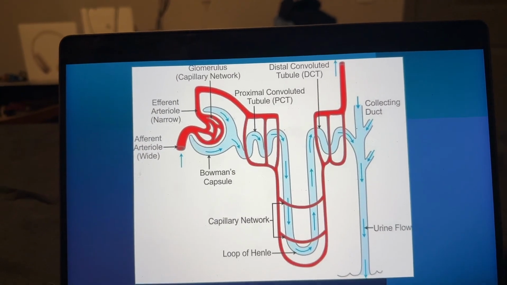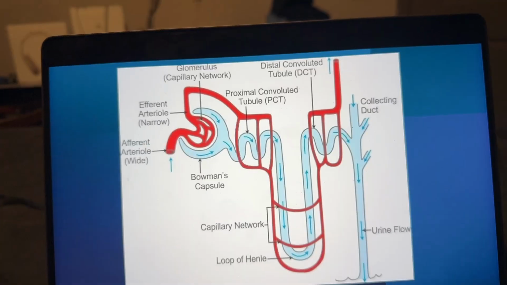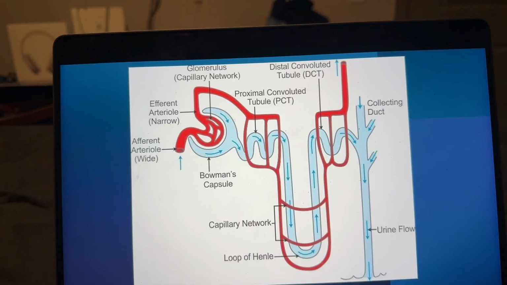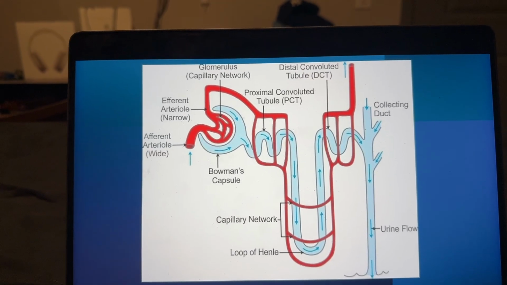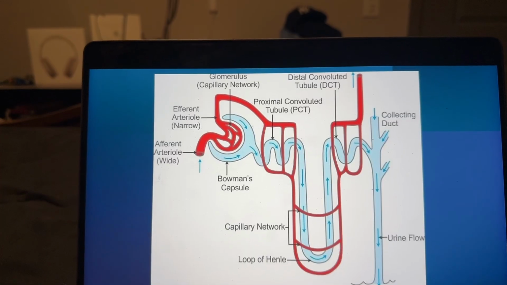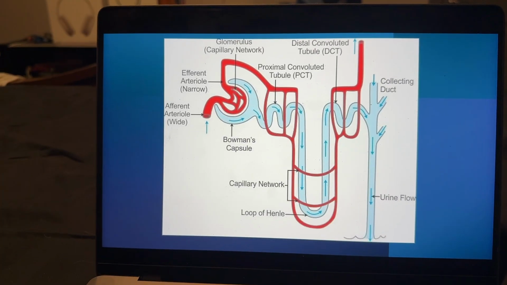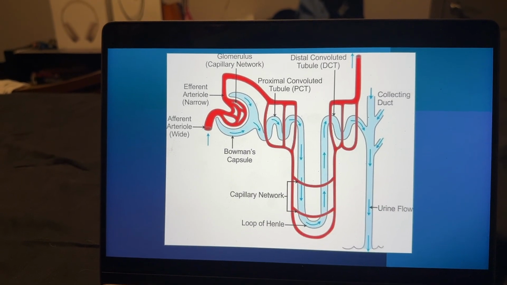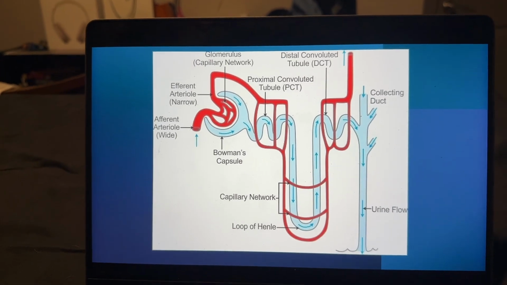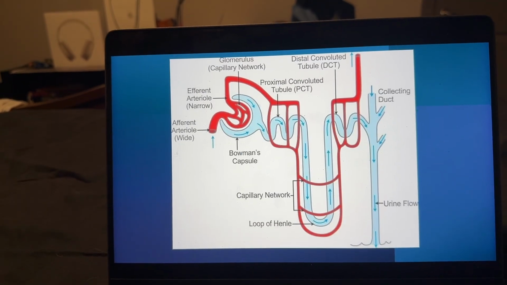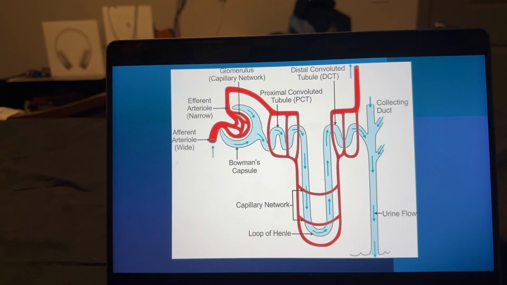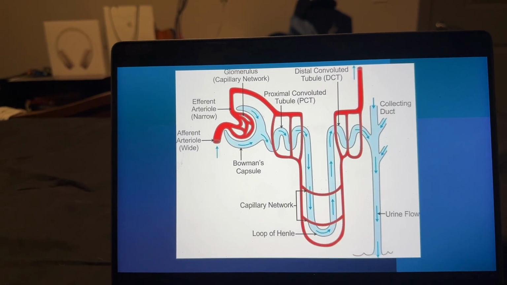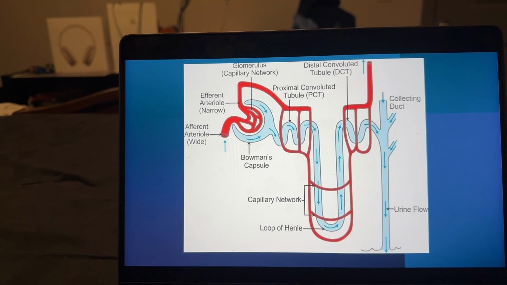Now going on to the DCT here. The DCT regulates electrolyte balance. It reabsorbs sodium and calcium, secretes potassium and hydrogen ions, and here it's influenced by the hormones aldosterone and ANP. The collecting duct determines the final concentration and volume of urine. The urine flows to the renal pelvis and eventually exits the body.